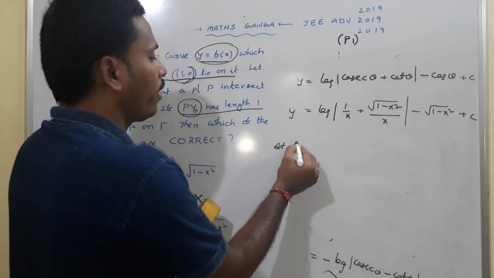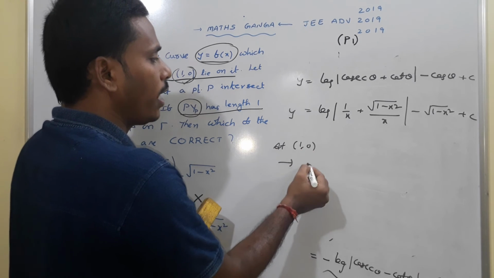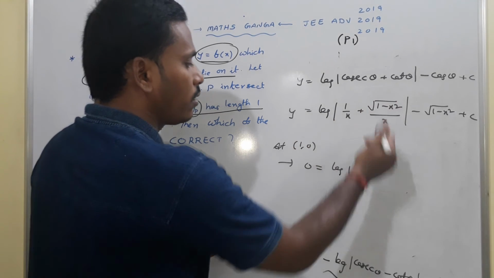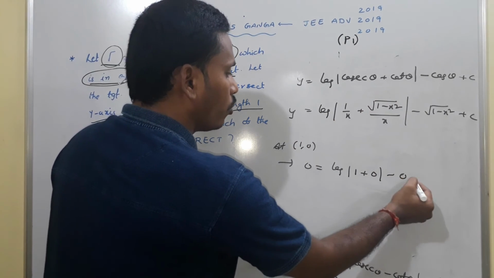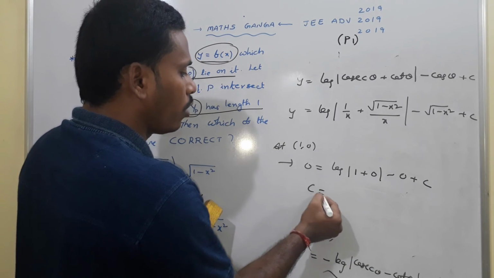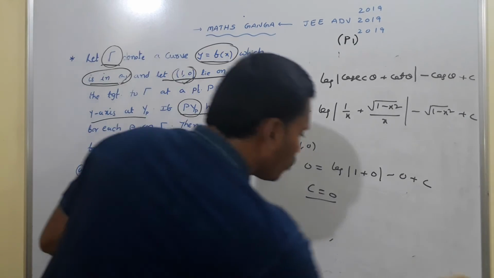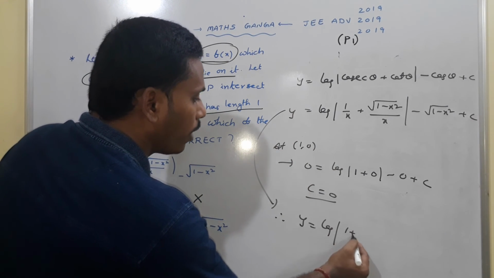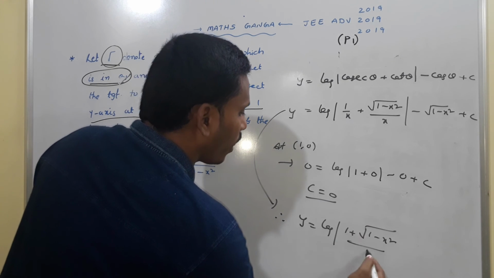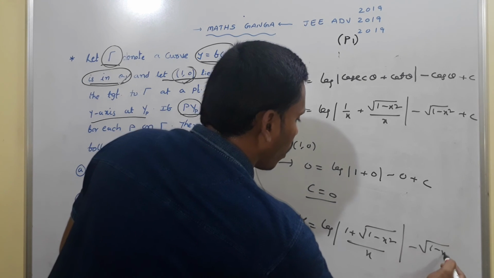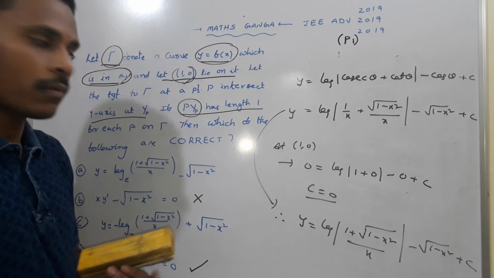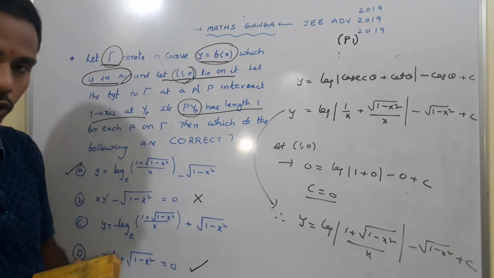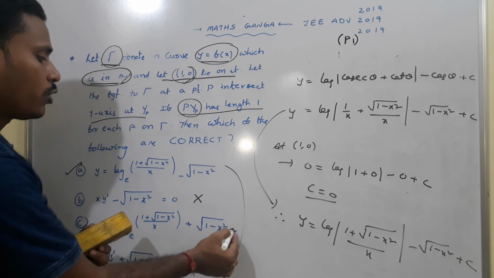So at point 1 comma 0, the value of y is 0 and the value of x is 1. The logarithm of 1 plus, since x is 1, this is 0, minus that is also 0, plus c. Again log 1 is also 0, and we have c as 0. Since c is 0, finally, y is equal to logarithm of 1 plus root of 1 minus x square by x, minus root of 1 minus x square. So it is very clear that option A is one of our choices, and option D is also one of our choices. So these two are the correct options and the other two are the wrong options.